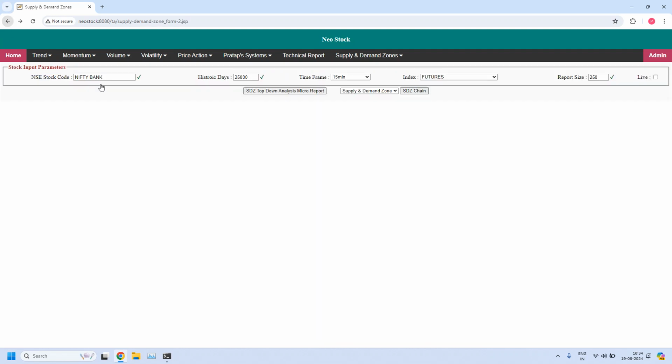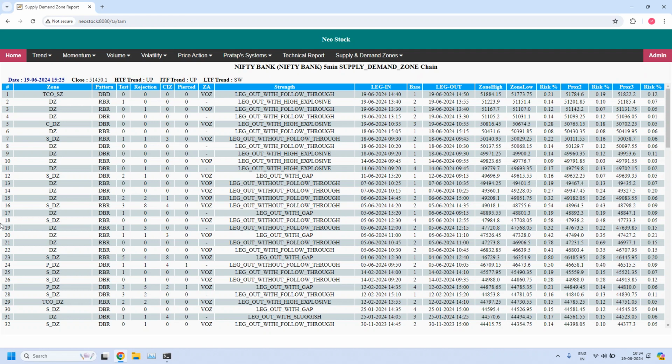So I'm going back, changing the time frame to 5 minutes. Let me generate the supply demand zone chain. So today a low priority 5 minute zone is created. This is a high liquidity zone. Among high liquidity zones it is low priority, but compared to the normal supply zone, it is a high priority.